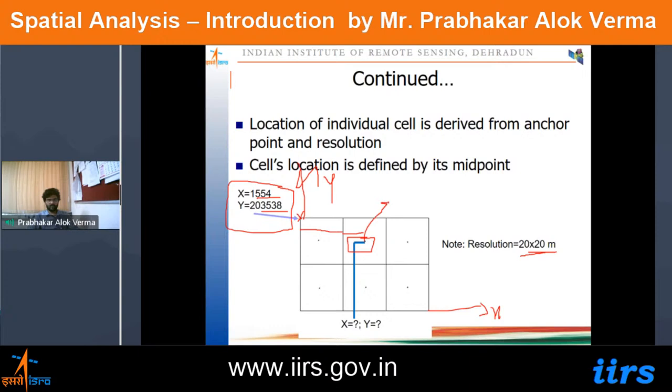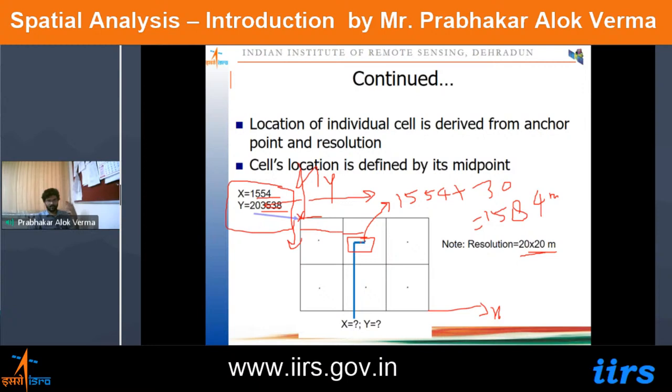So the x value here will become 1554 plus 30, which is 1584 meters. And similarly, what will be the y coordinate? So since here the anchor point is this, if we are traveling to the right-hand side, that will be the positive direction. If you are traveling to the left-hand side, this is negative. And if we are traveling below this axis, that will again become negative.